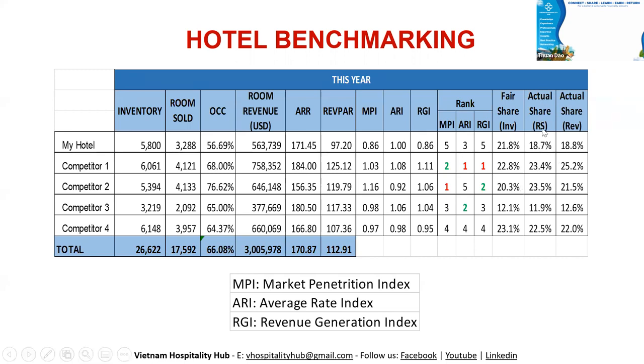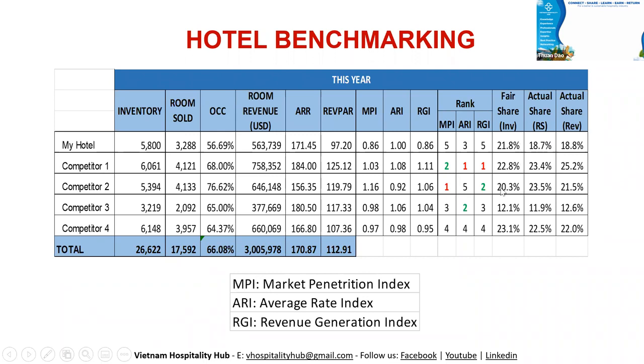And then they compare. Let's say your fair share is 21.8, but in terms of room zone occupancy, you just achieve 18.7. So in this case, I can understand that in terms of occupancy, you lose market share to your competitors in the CompSet. You lose the room zone, that means the occupancy, to your competitors.